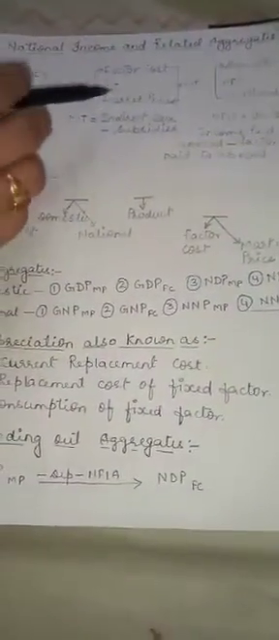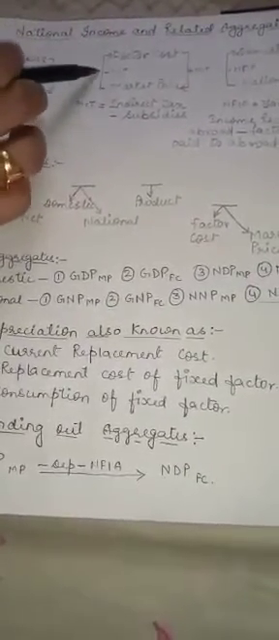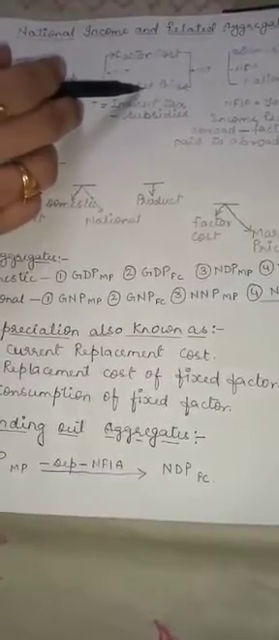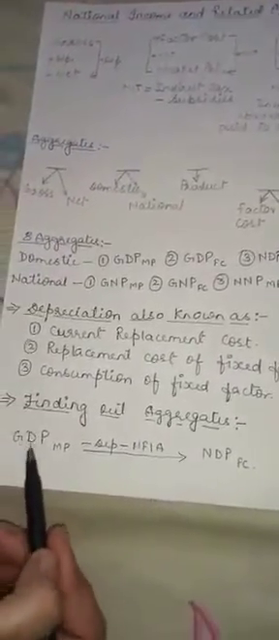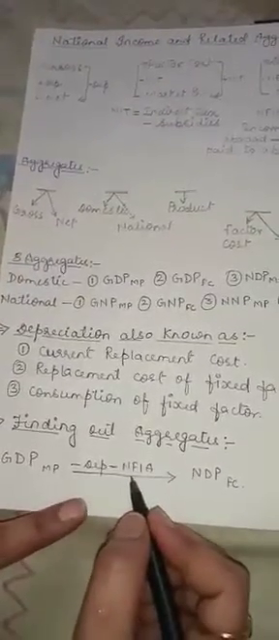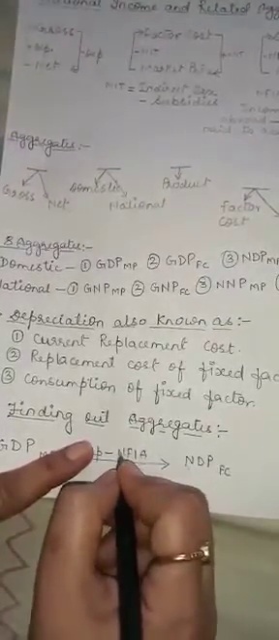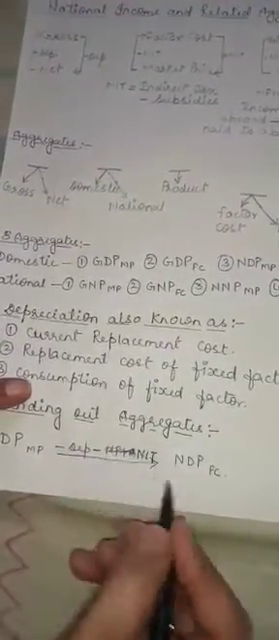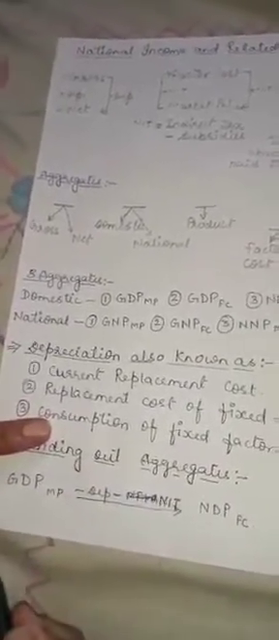Here market price is given and we have to find out the factor cost. So let's again move towards our formula. If market price is given and we have to find out the factor cost, then we have to deduct the net indirect taxes from the market price, so we will get the factor cost. So in this GDP MP, we will deduct NIT. We will get NDP FC with the help of GDP MP.